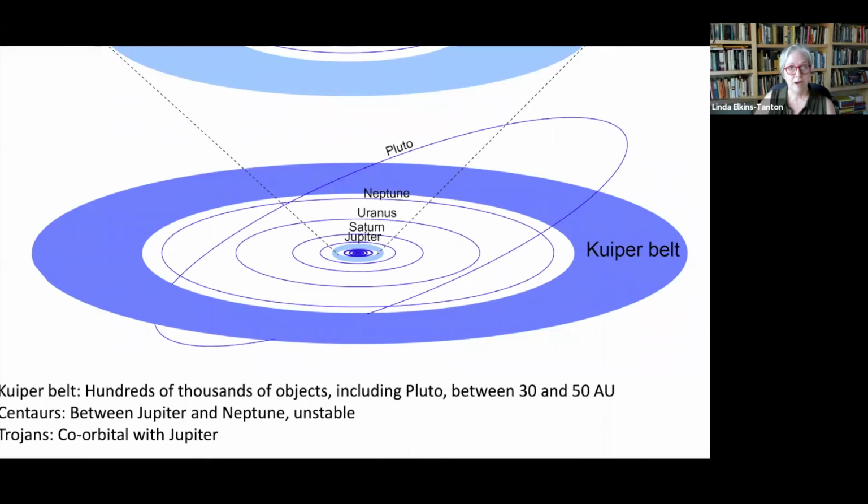The next big population of small worlds is the Kuiper belt. Pluto is a Kuiper belt object. There are hundreds of thousands of objects in the Kuiper belt that are between 100 and 500 kilometers in diameter, it's estimated, but their total mass is not more than 10% of the Earth. It's not that much material in the end, it's just high numbers, but over a huge, huge space.